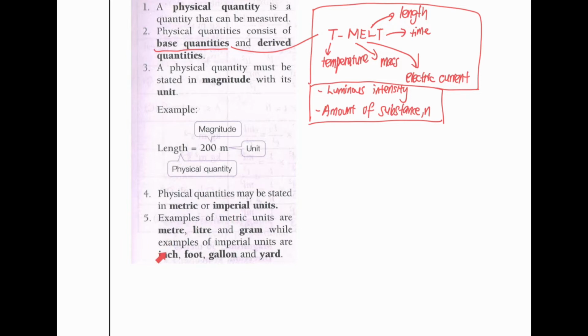Imperial units are used in a particular aspect of life. For example, foot is used in talking about the length or the width of a house. So in a particular aspect only we use foot. But for scientific study we use metric units a lot, so meter, liter, and grams. Okay, now let's move on.